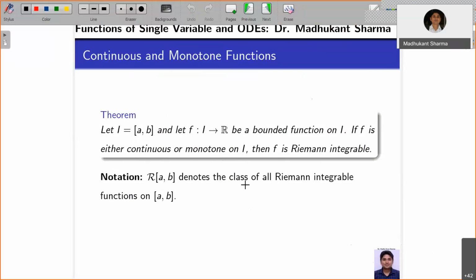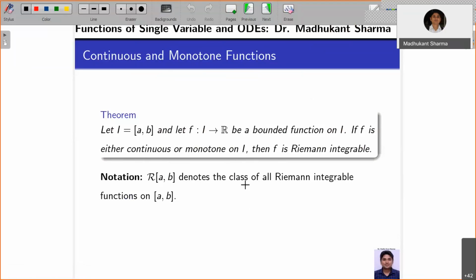We have also seen that a function may not be continuous, but still be Riemann integrable. There are certain functions which are continuous everywhere except at finitely many points, meaning only finitely many points where the function is discontinuous. Such functions are also Riemann integrable, and you can look at the result here.